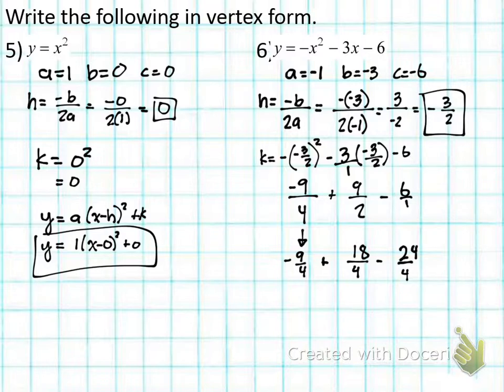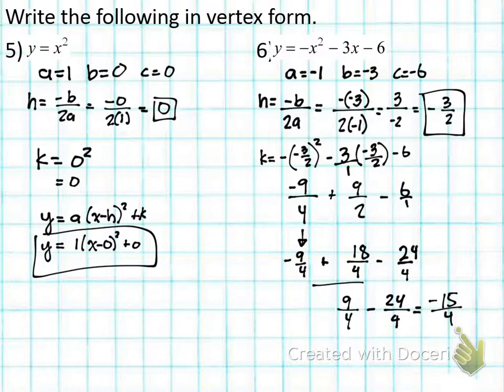Okay, let's work this out. What's negative 9 plus 18? Positive 9. So these two become 9/4 minus 24/4. Okay, what's 9 minus 24? Negative 15, good. Negative 15/4. Okay, and that's it. Can I simplify that at all? No. Improper fractions are fine.